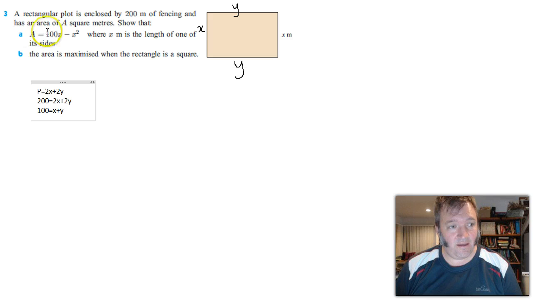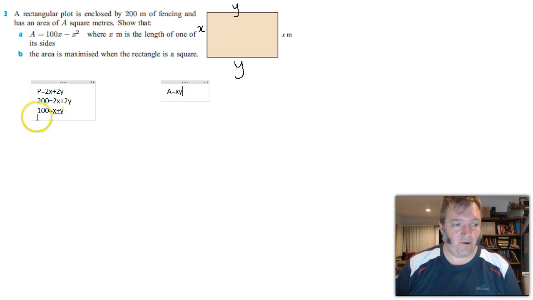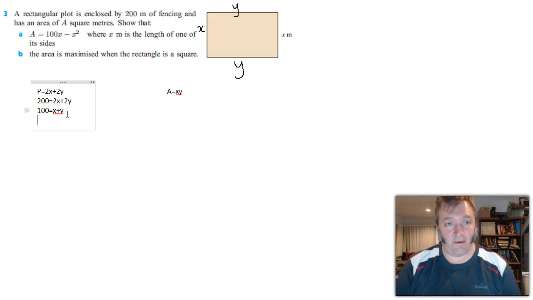And now you can see in the area formula that they're asking us to find, we've got to have it in terms of x only. So at the moment, I would say the area of a rectangle with one side x and the other side y is xy. I'm going to need to replace y in that. So let's use this perimeter equation that we first came up with to get y in terms of x. So if I subtracted x from each side, I get y equals 100 minus x.